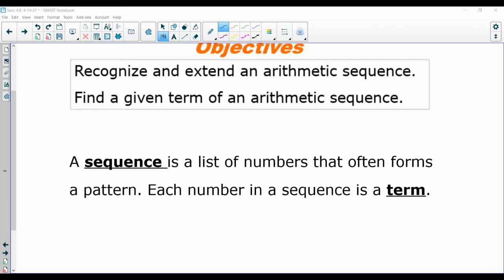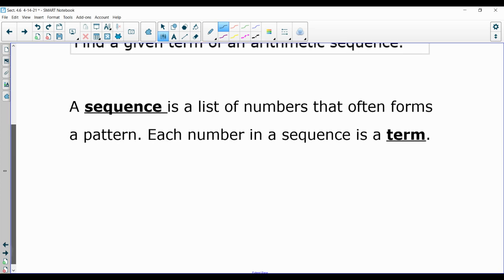In expressions and equations, the parts are separated by plus signs and minus signs. Here, same thing. Each individual number or value is going to be called a term.